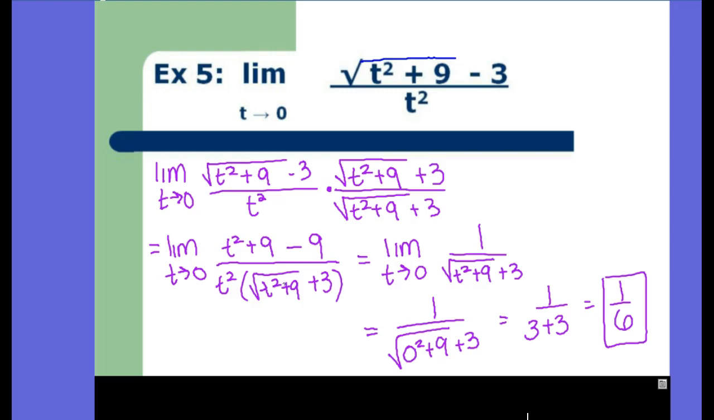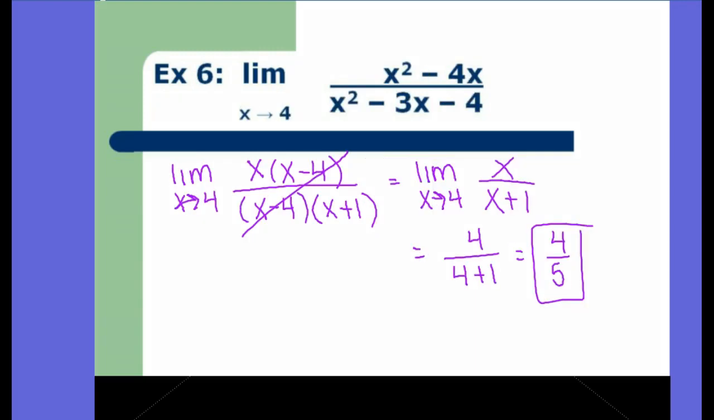Okay, so what's nice is both the top and bottom factor nicely. So if the limit is x approaches 4 of x minus 4 over x minus 4 times quantity x plus 1, the x minus 4's cancel, and you get the limit as x approaches 4 of x over x plus 1. So once we've simplified as far as we can, we plug in. If when we plug in we get a number, we are happy and we are done.